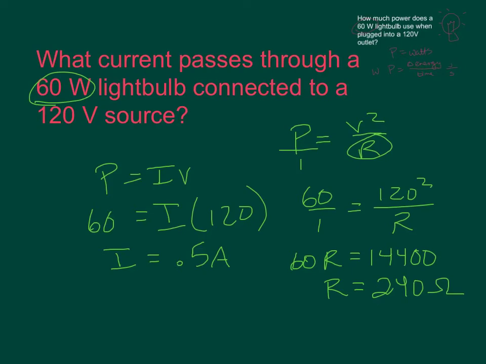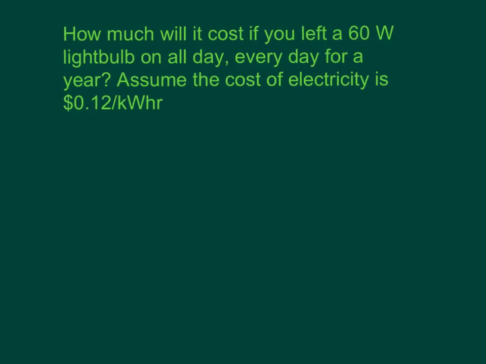So pretty much it's just like that. You might also want to consider how much it would cost to run that light bulb. So how much would it cost if you left a 60-watt light bulb on all day, every day for a year? This could be the light bulb in a closet. This could be the light bulb in the garage. This could be the front porch light that you leave on all the time. So we're not using power equals IV because we don't have a current, but we do know the power.